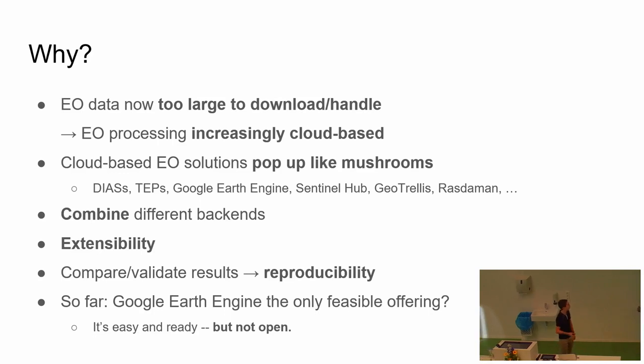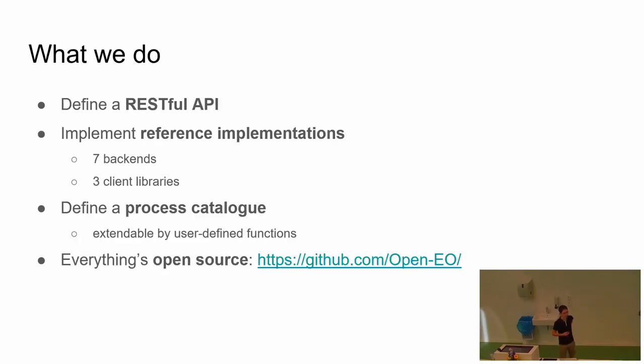So how do we do all that? What we are doing is we define a core API that should design the language that should be used between the backends and the clients. We do this in a RESTful API with JSON bindings, which is the state of the art at the moment. And we implement reference implementations for that. So we've got the 3 client libraries I mentioned for R, Python, and JavaScript, and we build drivers for 7 backends. So we build a piece of software that translates the OpenEO code into the code the backends understand.